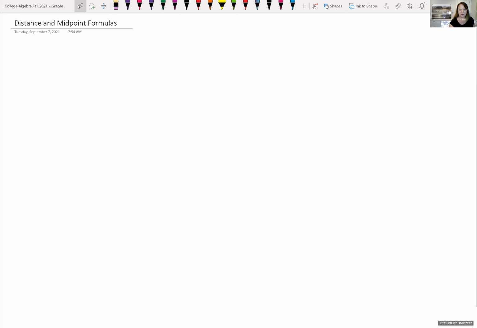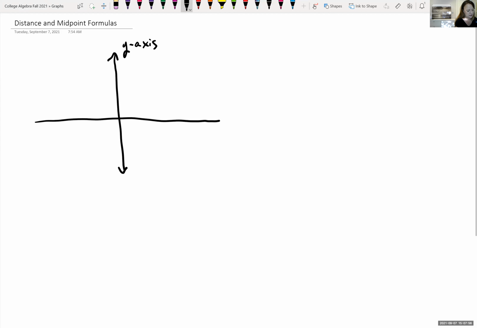I don't have the book in front of me, but I do have some papers, so let me pull those up real quick. Okay, so when we're graphing, we're going to be doing it in 2D. The vertical axis is our y-axis, and the horizontal axis is our x-axis.